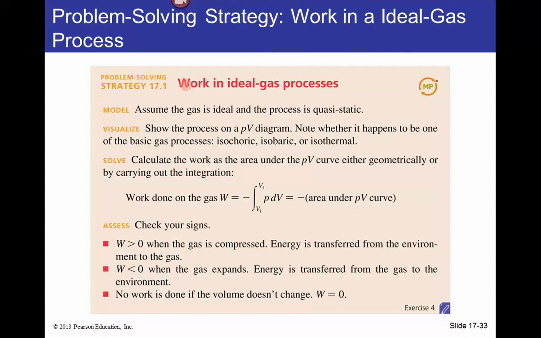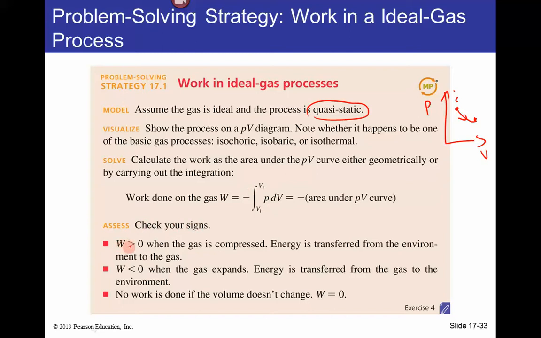So to calculate the work in an ideal gas process, we assume the gas is ideal and the process is quasi-static. By that we mean the process is very slow. Show the process on a PV diagram. So you need to plot the process. So you're going to have V and P, and then you're going to have an initial and a final, and then you can plot the process. So the process could be isochoric, isobaric, or isothermal. This is constant volume, constant pressure, or constant temperature. And then once you know all this, well, you calculate the area under the graph, right? You calculate the area under the graph using this integral, and then you check your signs.